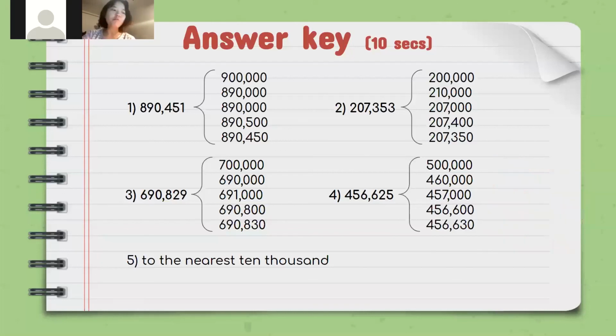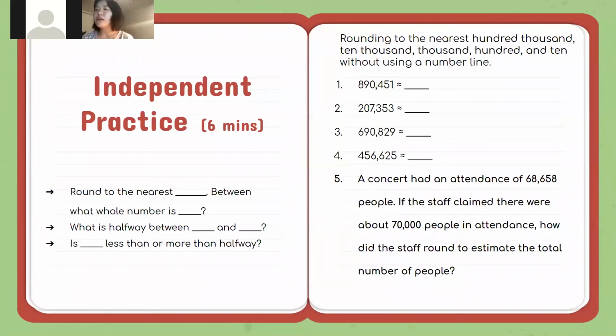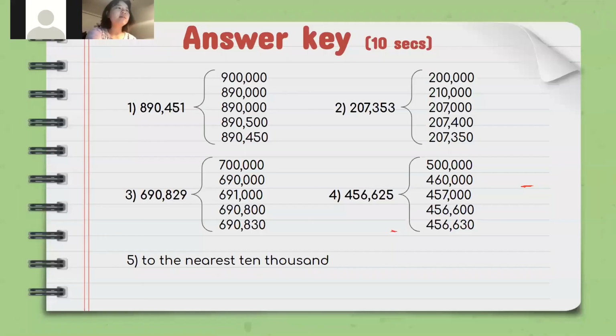And let's go back to the word problem. So a concert had an attendance of 68,858 people. If the staff claimed there were about 60,000 people in attendance, how did the staff round to estimate the total number of people? So we see the only number the staff changed is in the 10,000 place. It's really simple. We'll know the staff rounded the number to the nearest 10,000.